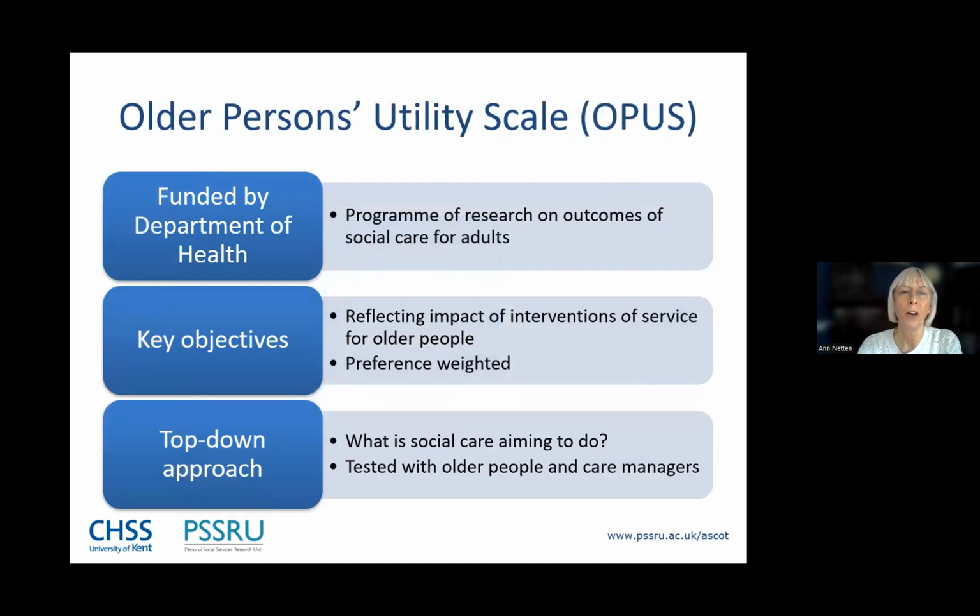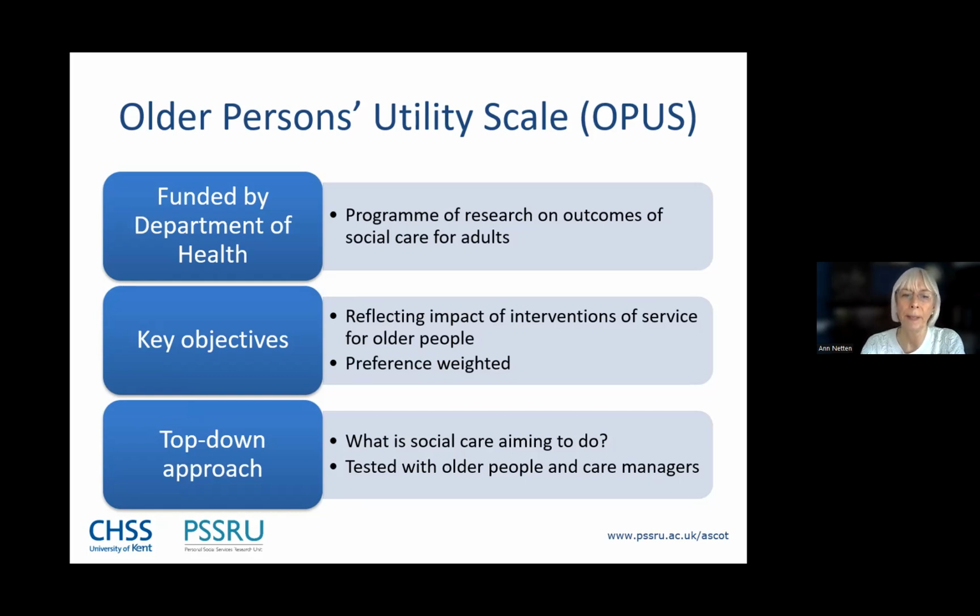So I want to talk about the OPUS study as, if you like, the origins of ASCOT. This was funded by the Department of Health as part of a programme of research on outcomes of social care for adults, the first one that was undertaken in this country. And the key objectives of the OPUS study was to reflect the impact of interventions of services for older people and to have a preference-weighted measure, an equivalent to the health-related quality of life measure of EQ5D.